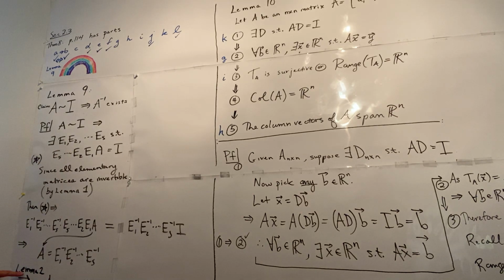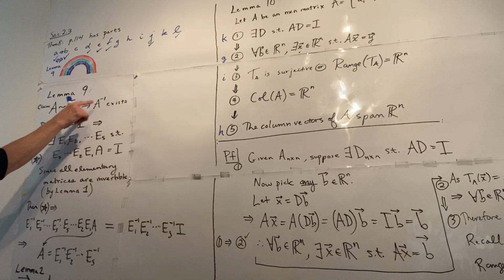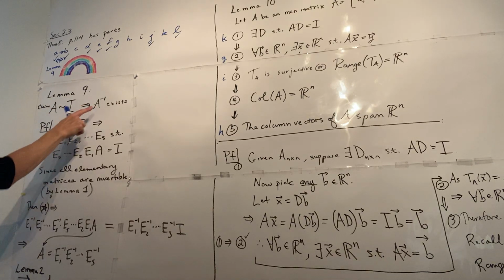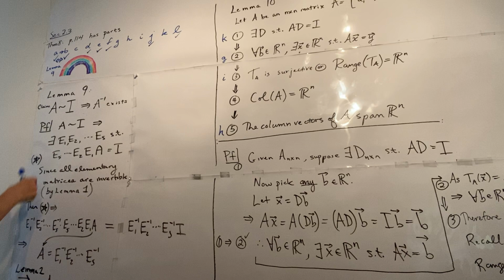Well, now we see why lemma 2 is so handy. Lemma 2 tells us that if we have a product of invertible matrices, it's also invertible. So therefore we have lemma 9, which is that A is row equivalent to the identity proves that A is invertible, or that A inverse exists. So we've done both directions, A and B. Now let's look at lemma 10.